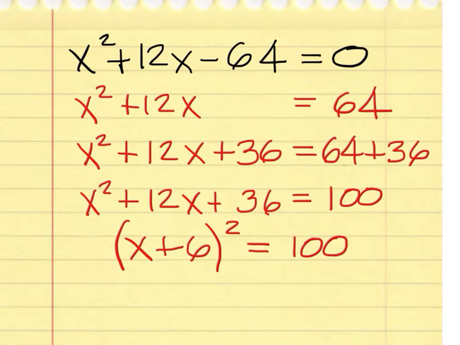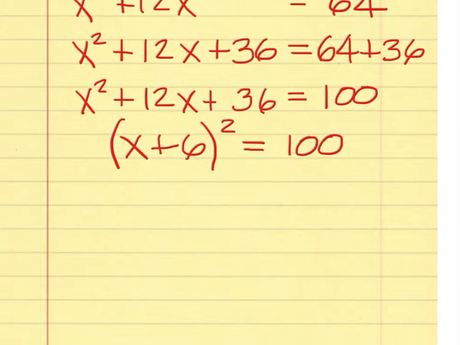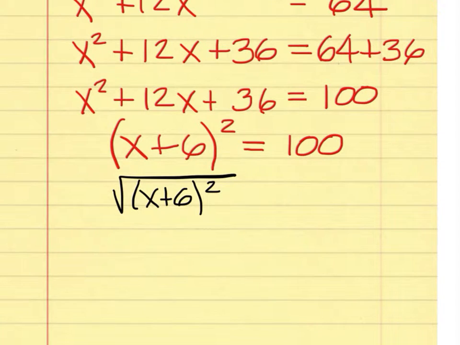Okay, so what do I do to both sides at this point, Garrett? You find the square root of both sides. That is right. X plus 6, quantity squared. Have to find the square root of that. And the square root of 100.